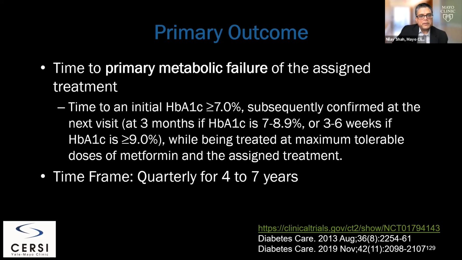And the time to primary metabolic failure of the assigned group was the initial A1C greater than 7%, subsequently confirmed at the next visit while being treated at maximum tolerable doses of metformin in the assigned treatment. And the A1C was measured quarterly for 4 to 7 years.